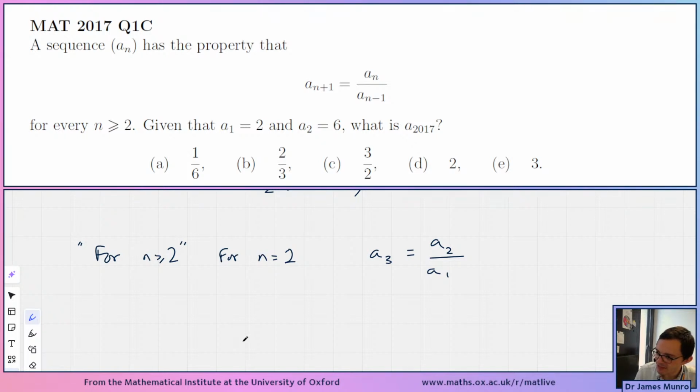Oh, I've been given a1 and a2, so I should work this out, shouldn't I? It's 6 divided by 2. 6 divided by 2 is 3. Okay, well then, that gave me a3, so maybe I should work out a4 next.